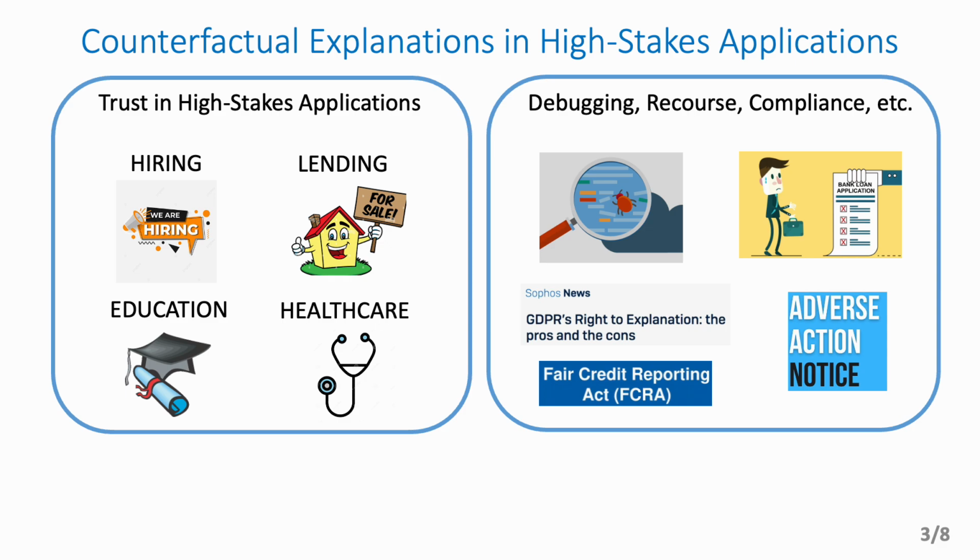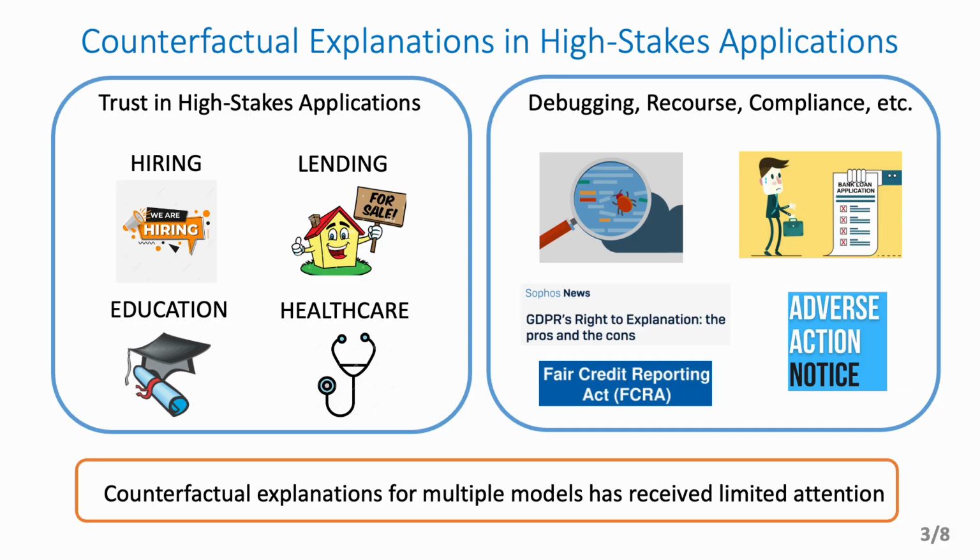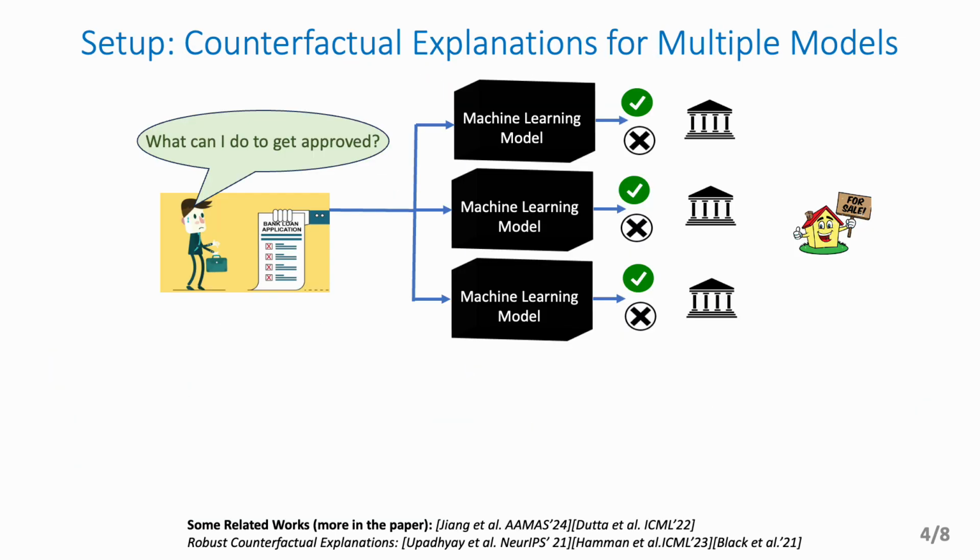Now, in several of these applications, the decision is made by an ensemble of models rather than a single model. And interestingly, despite significant research on counterfactuals for a single model, the problem of generating counterfactuals for multiple models has received very limited attention. So this is our problem set up for multiple models. Since the decision is made by multiple models, an applicant now wants to know what they can do to get accepted in this new setup.